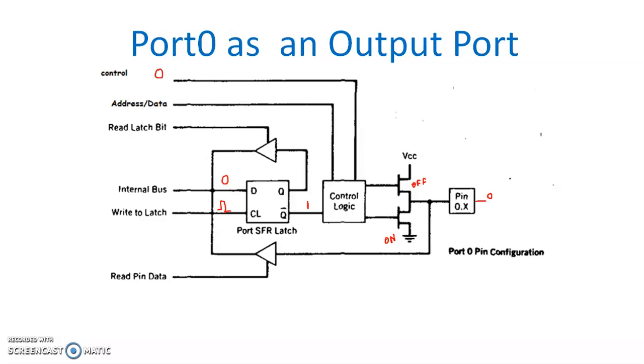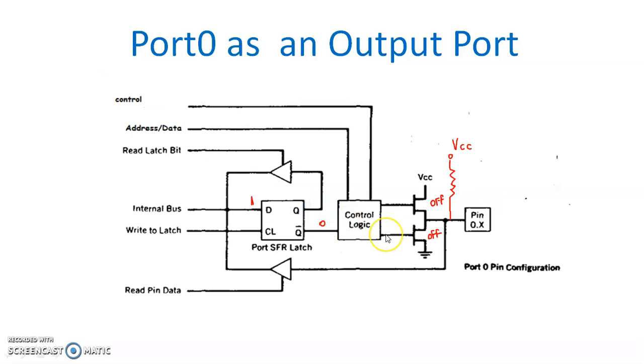Next, port 0 as an output port. Whenever we want to configure port 0 as an output port, we should write the value 0 in the internal latch. So when we write the value as 0, and when the latch signal is set, then Q becomes 0 and Q bar becomes 1.